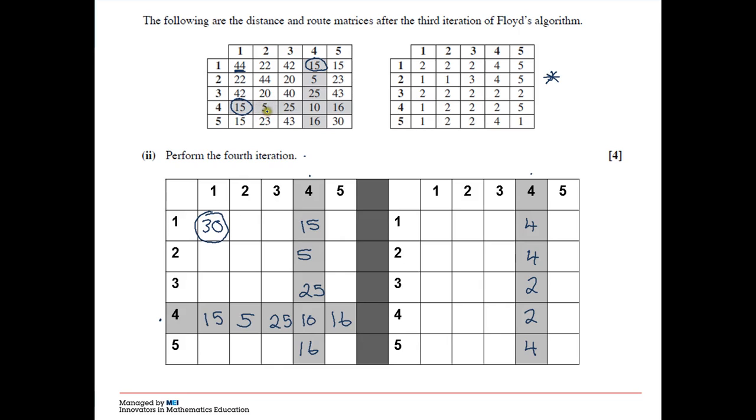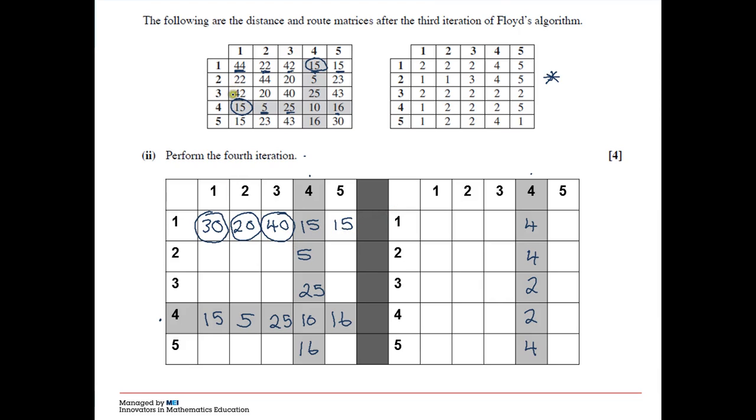So moving along, row 1, we have 5 plus 15 is 20, which is smaller than the 22, so I will also replace the 22 with the 20. And 25 plus 15 is 40, which is smaller than 42, so I will replace that one as well. When I look at column 5 on row 1 though, 15 plus 16 is not smaller than the 15 that was there already, so I leave the 15 where it is. And I repeat this process for the other rows.